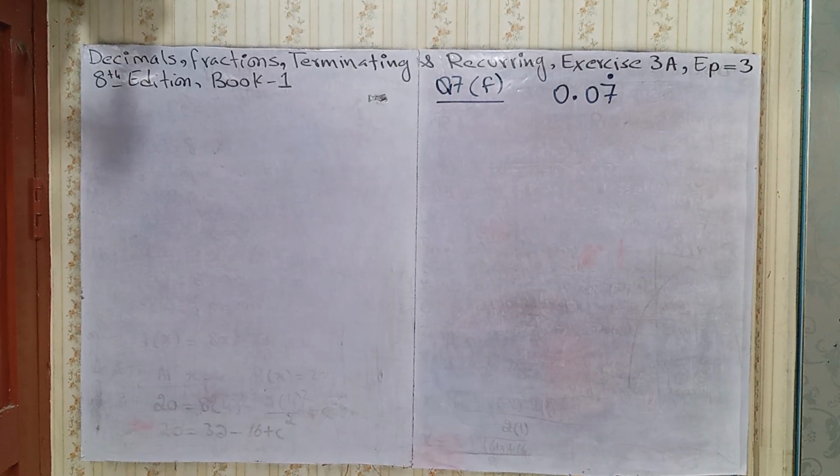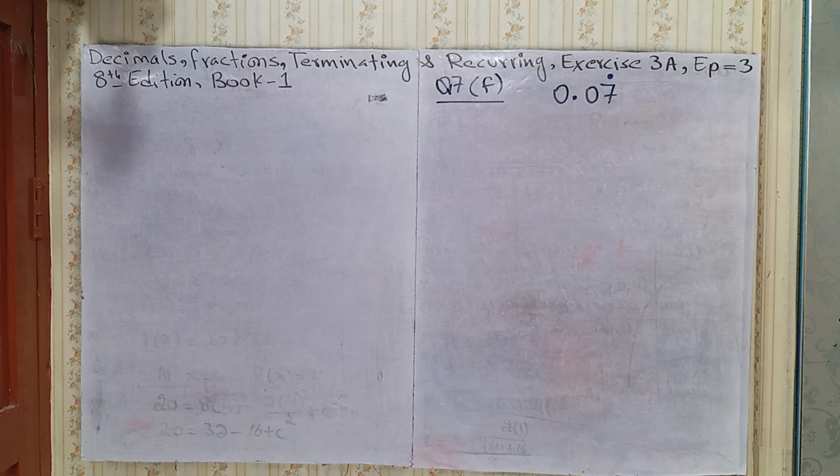So, my dear students, now we are going to work on question number 7, its F part. A recurring decimal fraction is given to us, and they want me to convert this into a simple fraction. So it's 0.07. On that 7, we have a dot. That dot means that this 7 will be recurring, which means 0.077777, and it will continue.